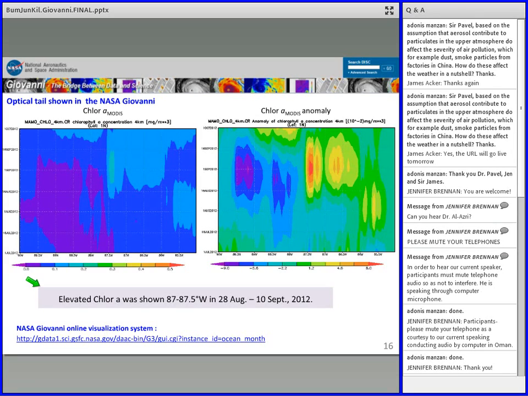But thanks to the NASA Giovanni visualizing system here, we can quickly look at a synoptic description for transects A and B. So as you can see in this slide, Giovanni presented elevated chlorophyll A anomaly right here. So the same picture, the transect. We can find this elevated chlorophyll A feature, also showing a high anomaly at 87 to 87.5 degrees west, right after tropical cyclone Isaac.